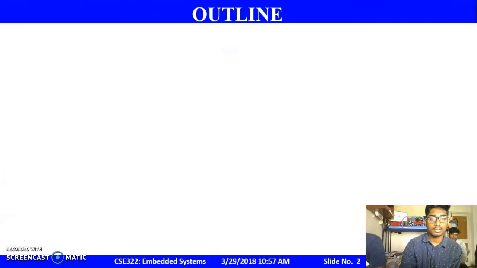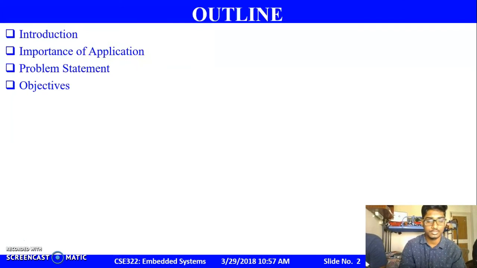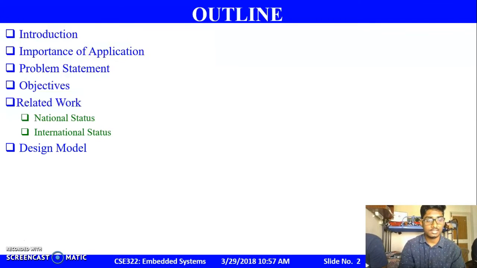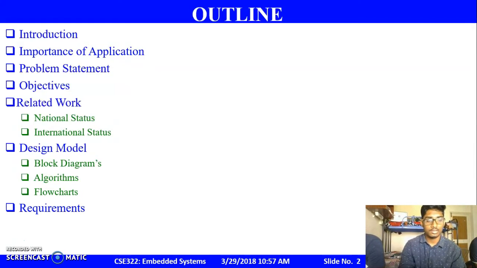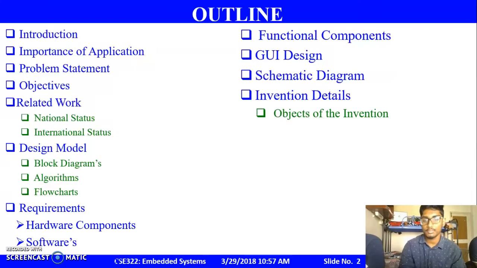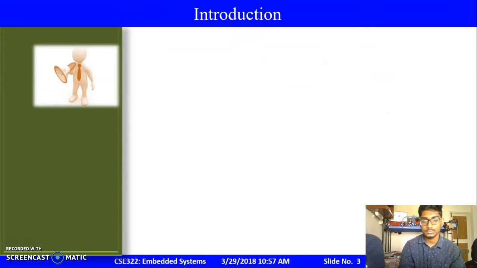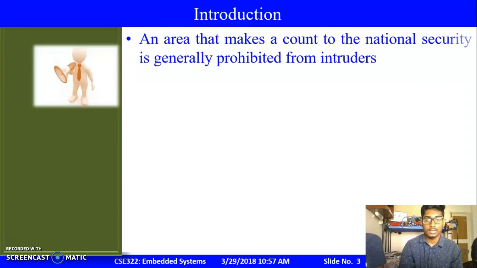Basically, getting into the topic, here is the outline. There's an introduction, where we're going to discuss the importance, the problem statement, objectives, related work, that is national and international status, and the design model. It contains the block diagrams, algorithms, flowcharts, and the requirements for the project, the functional components, the GUI design, the schematic diagram and invention details. Then the implementation.